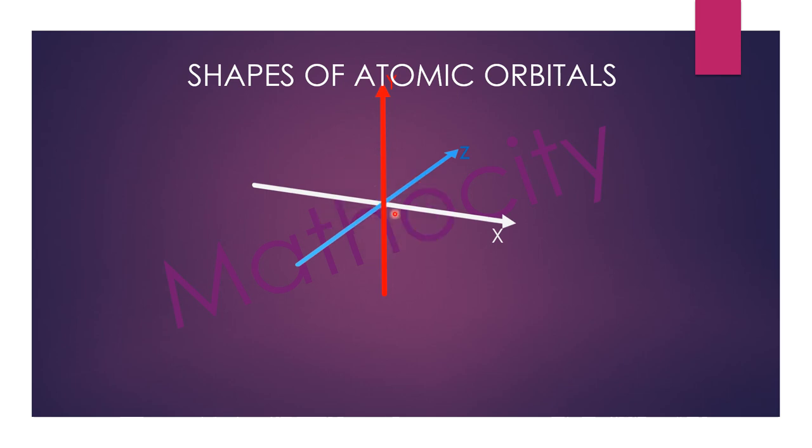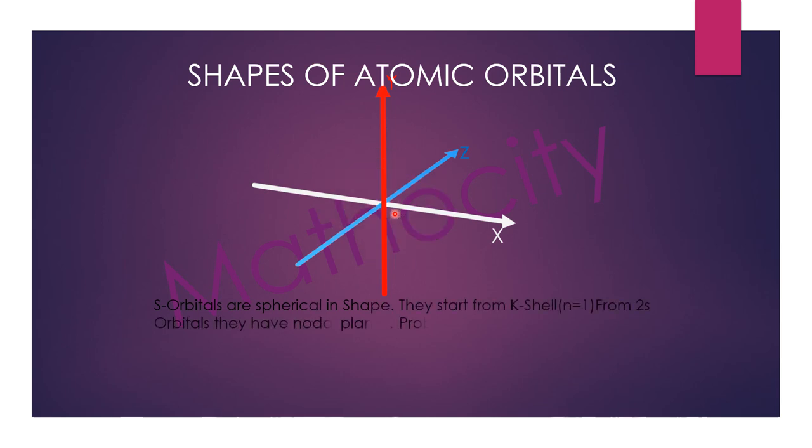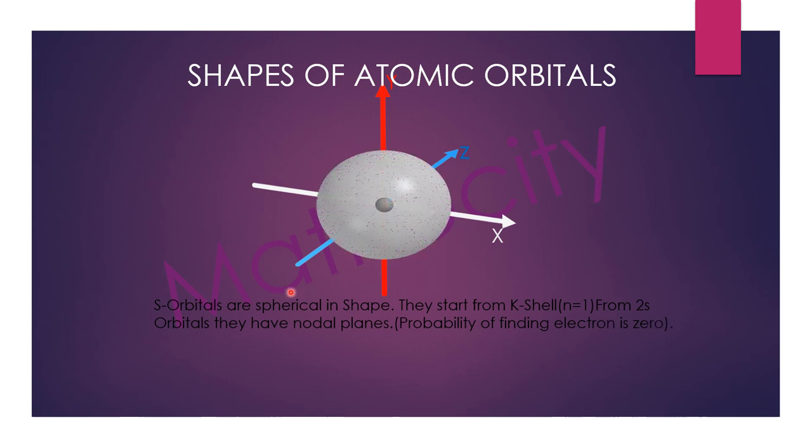The s orbital starts from the K shell, that is n is equal to 1. When n is equal to 2, the L shell, that is the 2s orbital, and when n is equal to 3, that is the 3s orbital. All the s orbitals are spherical in shape. They start from the K shell, that is n is equal to 1.